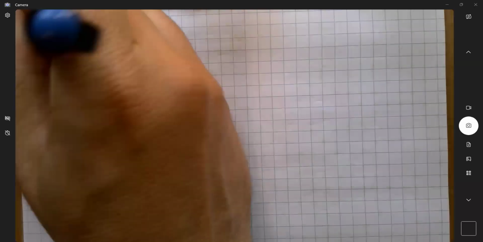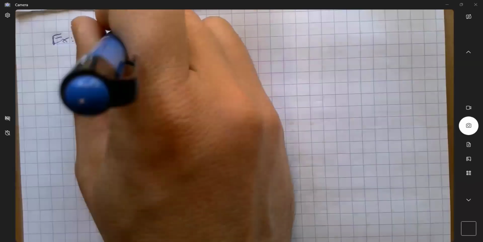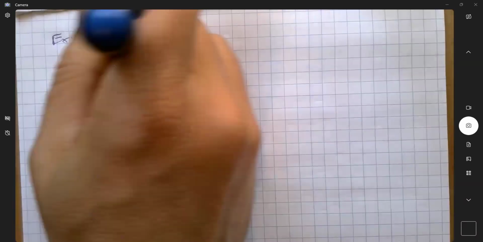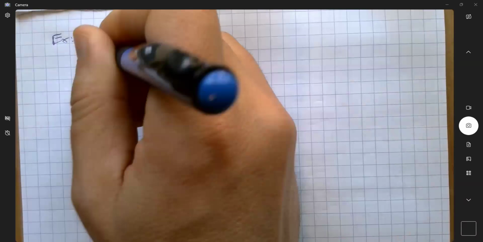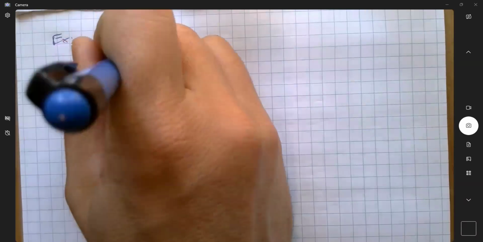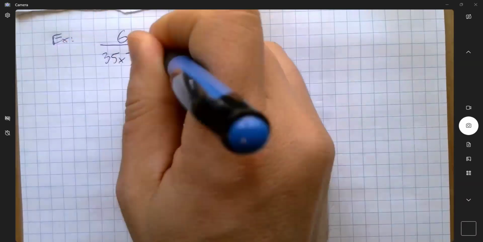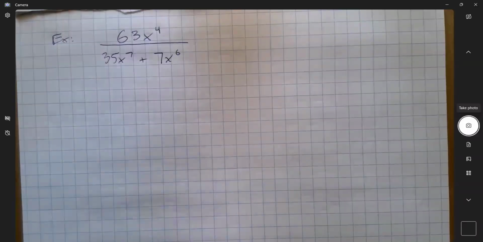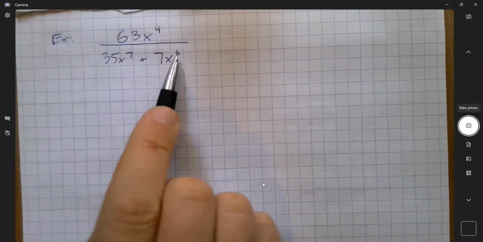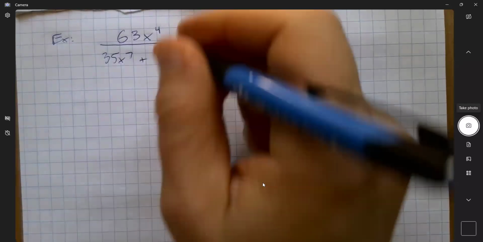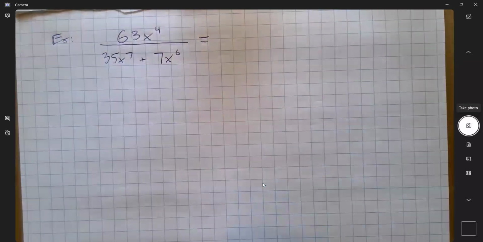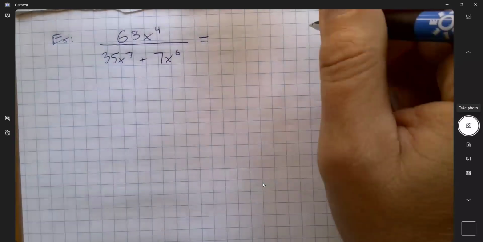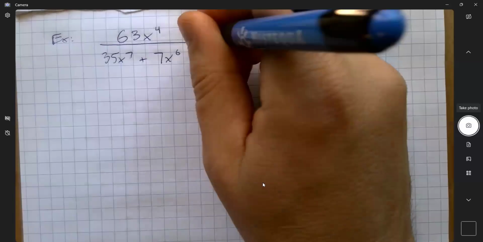Let's simplify 63x to the 4th over 35x to the 7th plus 7x to the 6th. Combining like terms, there are no like terms because these have different powers. So instead, I'm going to do some factoring. Let me factor the 35x to the 7 and the 7x to the 6th. I'll do that over here.